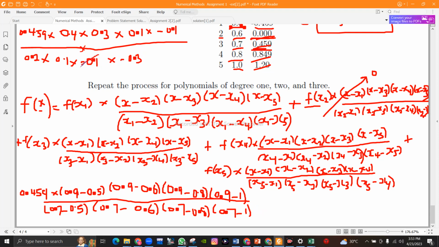This negative 0.1 cancels this negative 0.1. 0.1 here cancels this 0.1. 0.3 cancels this 0.3. So I'm left with 0.459 times 0.4 divided by 0.2. Then don't forget this negative. 0.459 times 0.4 divided by 0.2. That's negative 0.918. So the first one we got was 0.0918, but this one is negative 0.918. So let's go for the fourth one.